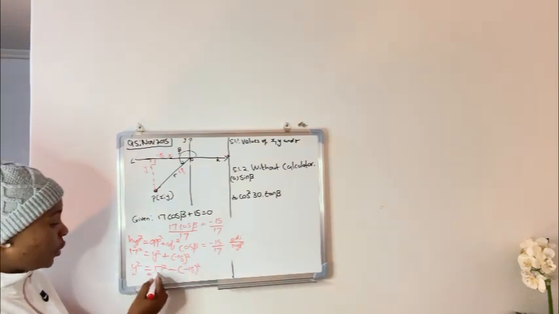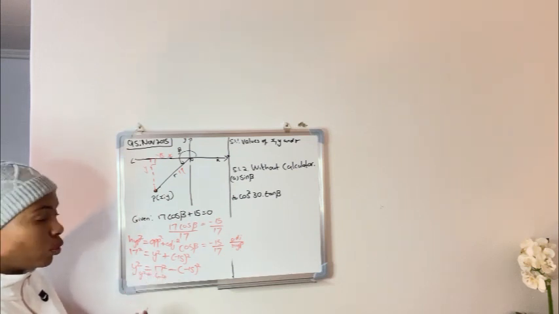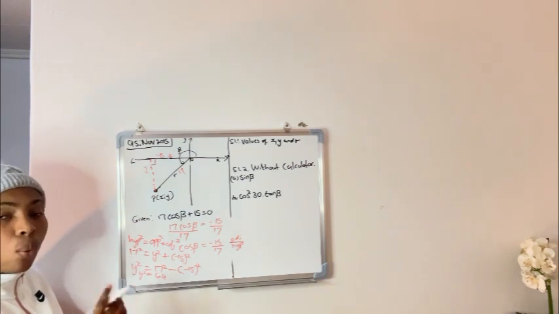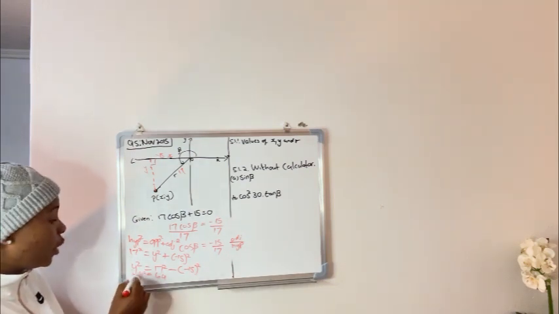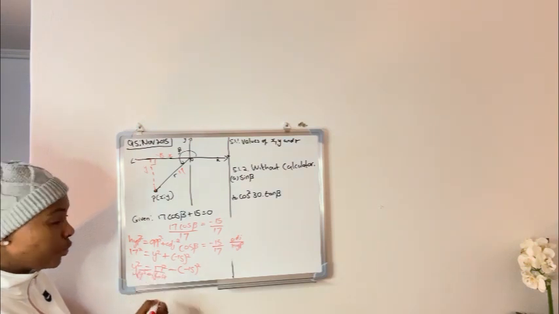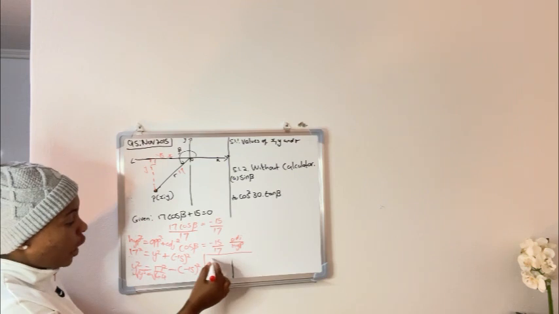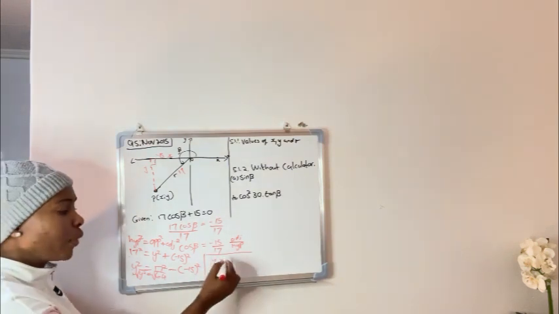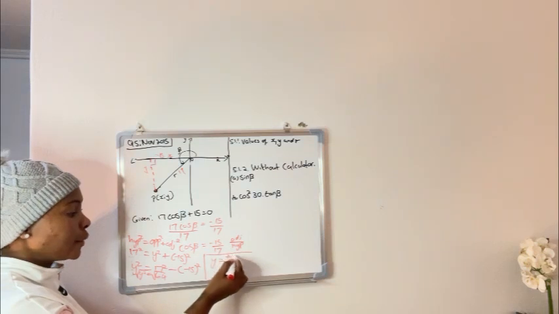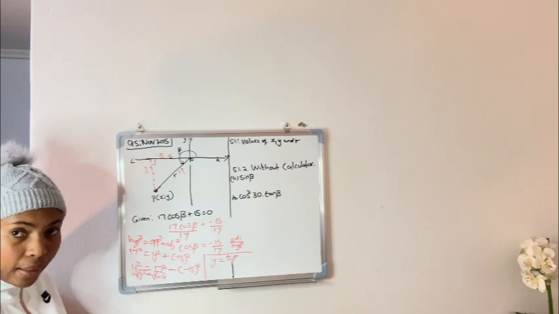Using our calculator, we have 64. But remember, this is y squared. We don't want y squared, but rather we are looking for y. So we are going to root both sides. So here our y is equal to the square root of 64, which is plus or minus 8. And the answer to a square root is always plus or minus.